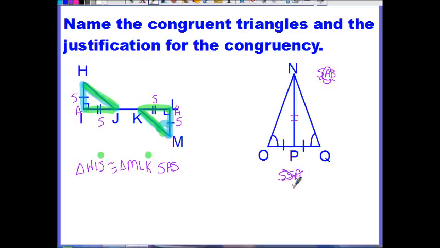We don't use naughty words in math class, so we're not going to use naughty words in proofs either. What we're going to have to say here is no triangles are congruent. We don't have enough information. So if it's not going to work out for us, it's not going to work out for us. Don't force something that's not there.